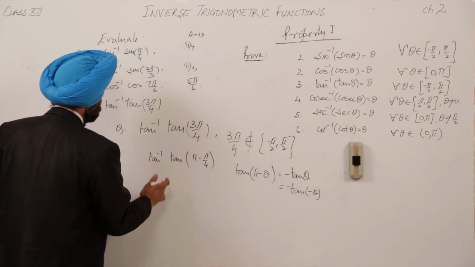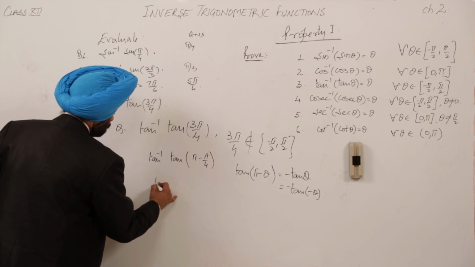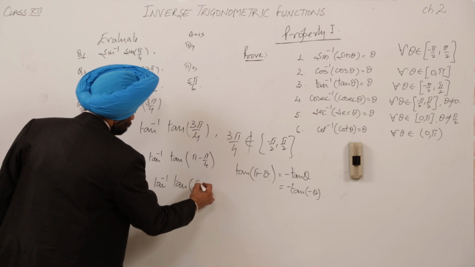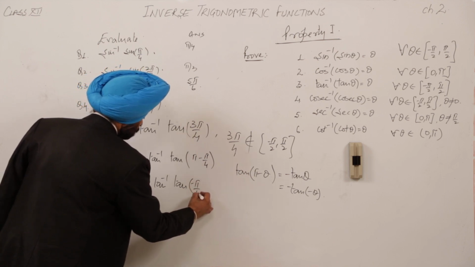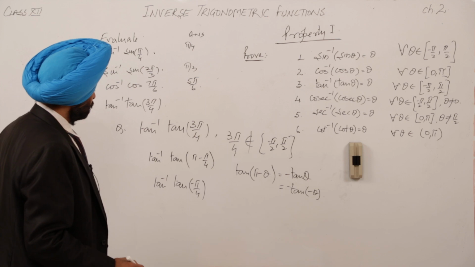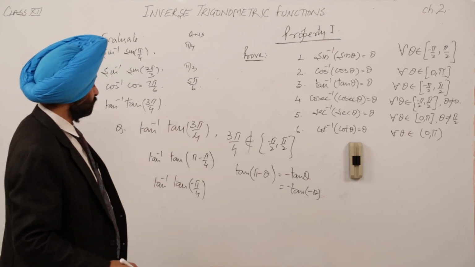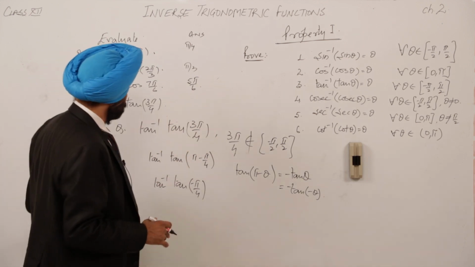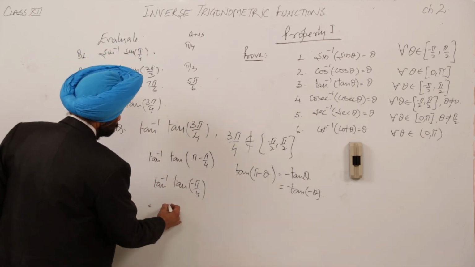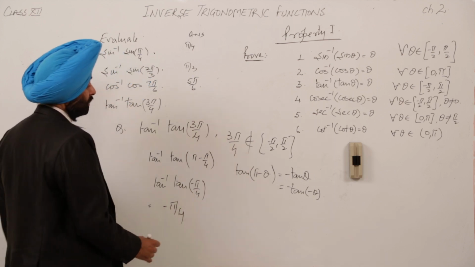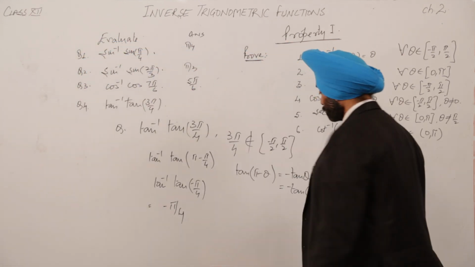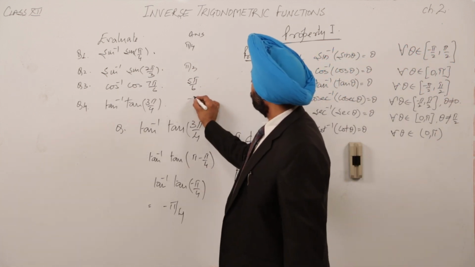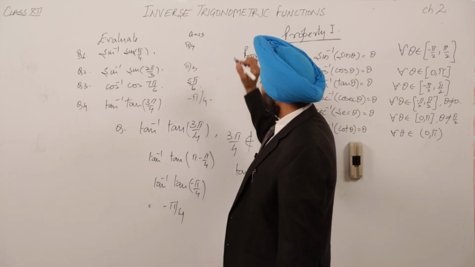Now what does our question become? Our question becomes tan inverse tan of minus pi by 4, and these types of questions come in the examination. So what does our result become? Our result becomes minus pi by 4. Okay, so tan inverse tan of minus pi by 4 is minus pi by 4. So this is the result we are getting.